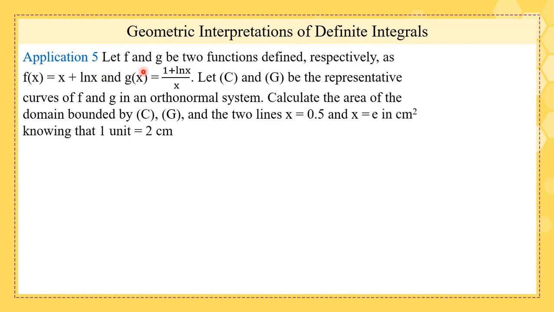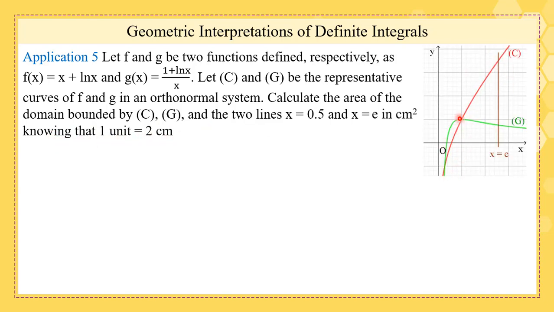Application 5. Let f and g be two functions defined respectively as f of x equal x plus ln x and g of x equal 1 plus ln x over x. Let c and g be the representative curves of f and g in an orthonormal system. Calculate the area of the domain bounded by c, g, and the two lines x equals 0.5 and x equal e in centimeters squared, knowing that 1 unit equal to 2 centimeters. The two curves are shown in this graph. Pause the video, then solve.